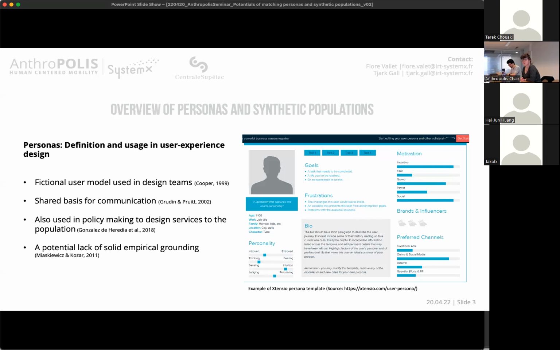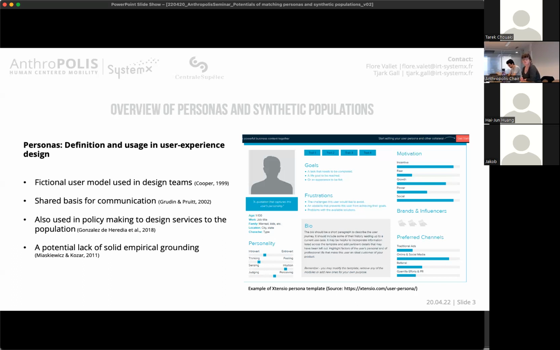Most of the time they are built quite qualitatively, and you can see here a template you can use from the web to build a persona with his or her goals, frustrations, motivation in life, personality, biography, age, a name, and so on. And the development of the persona will of course be related to the topic we want to explore.